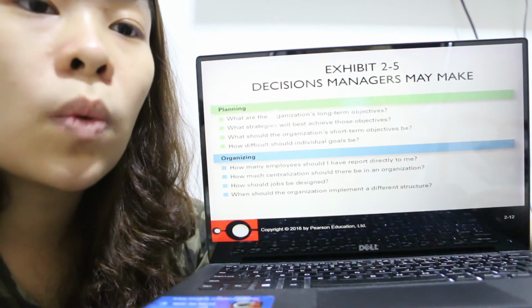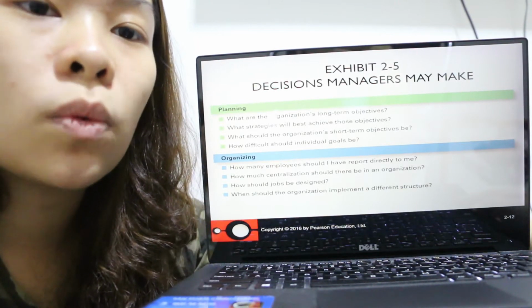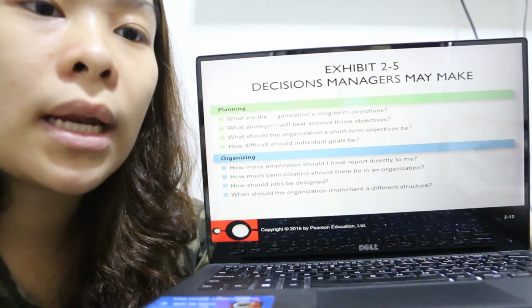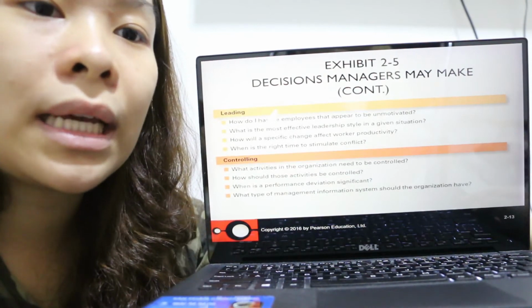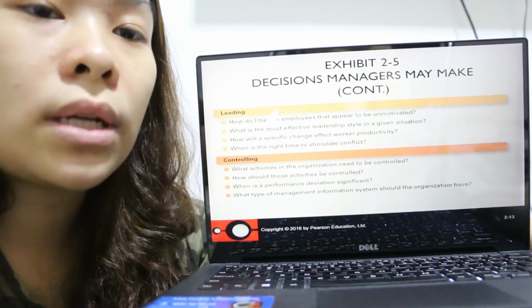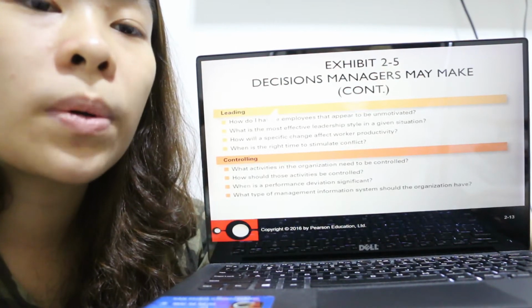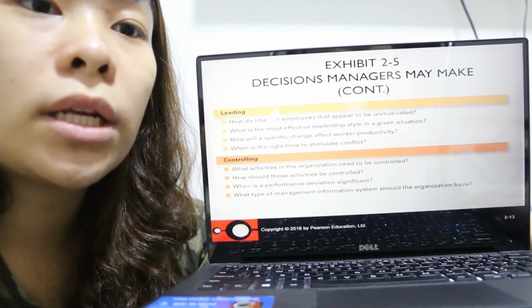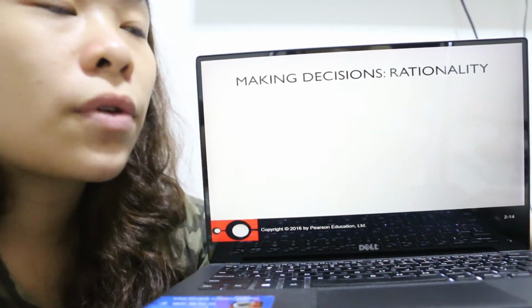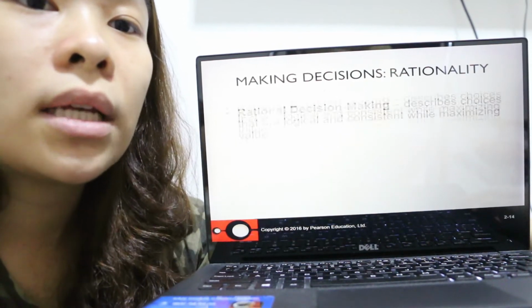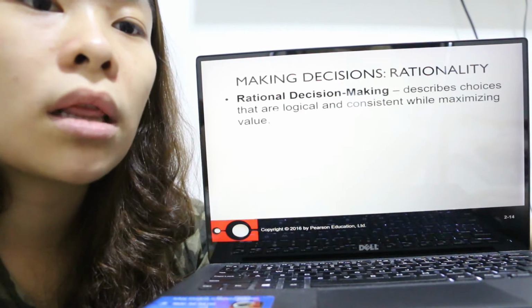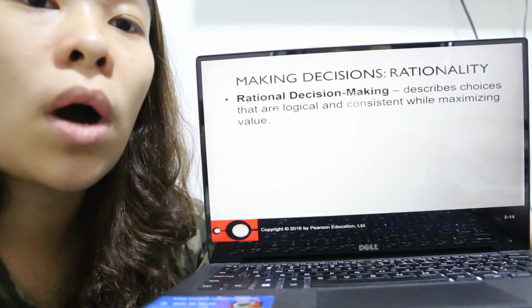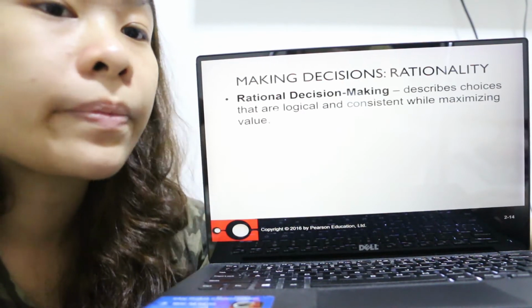Any managers, whenever making any decision, will follow the 4 steps: planning, organizing, leading, and controlling. But today we will talk about the 4 perspectives on how a manager makes decisions. The first one is rationality. It means describing choices that are logical and consistent while maximizing value.